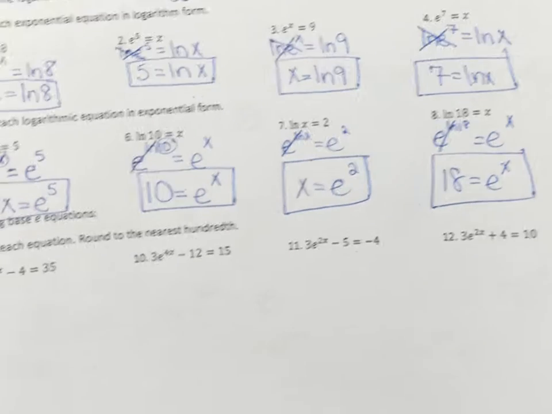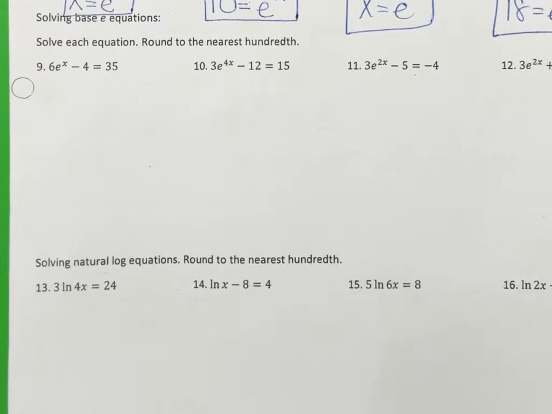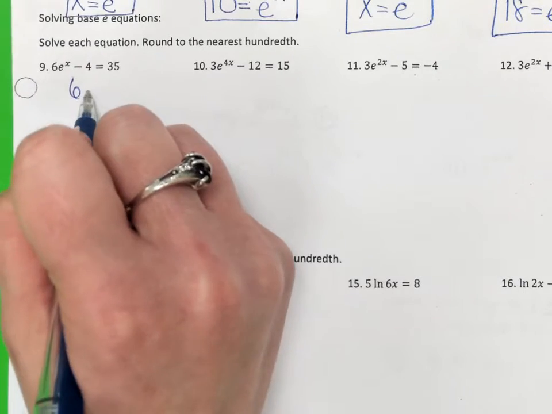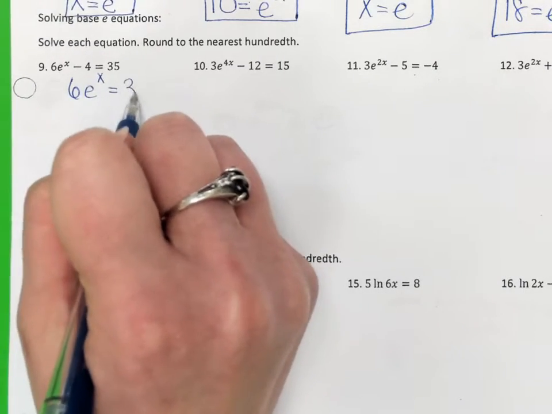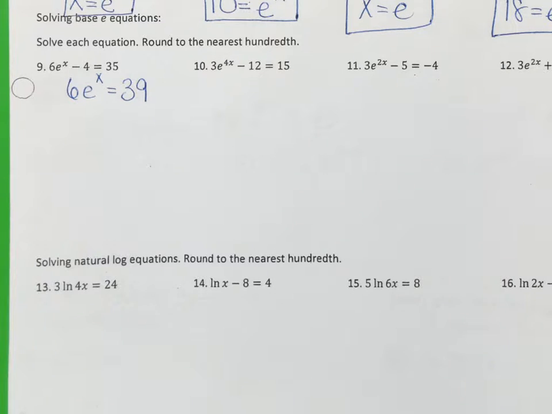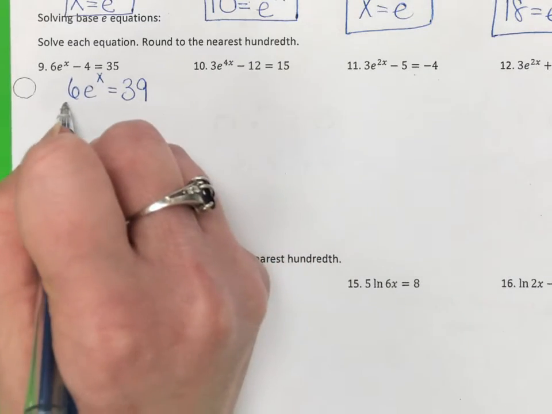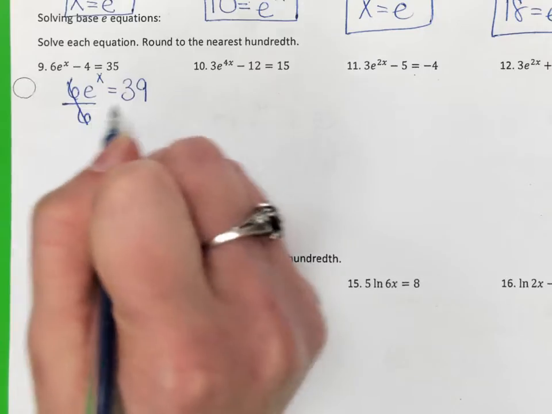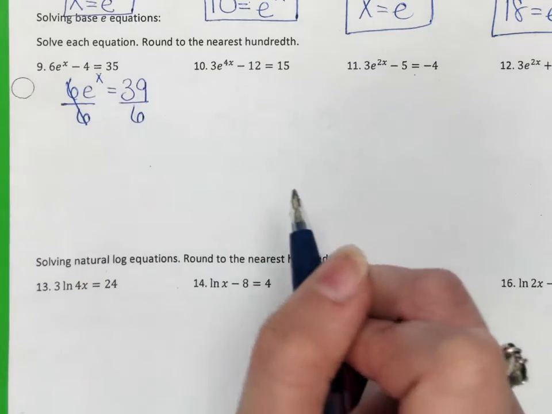All right, here we go. Let's look at number 9. What do the directions say on number 9? Solve. Okay, so do not let this freak you out. What would you do first to solve? Add the 4, right? So if I add the 4, I get 6 e to the x equals 39, right? Now what would I do to finish getting x by itself? Divide by 6. Now this is the part that some of you need to physically divide, because they don't divide evenly.